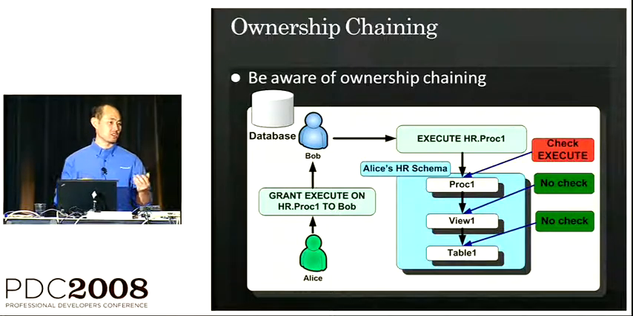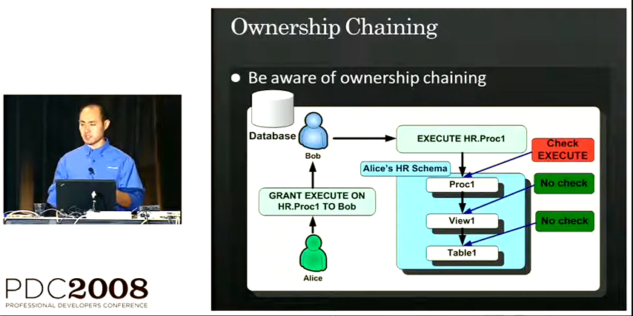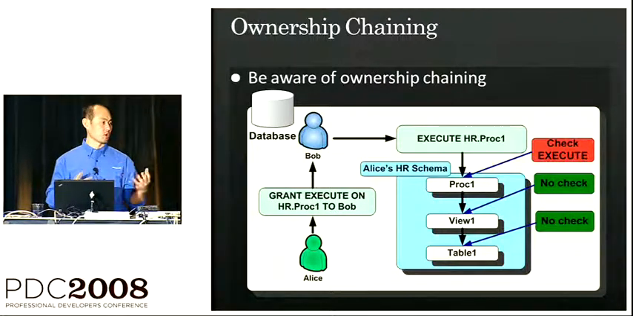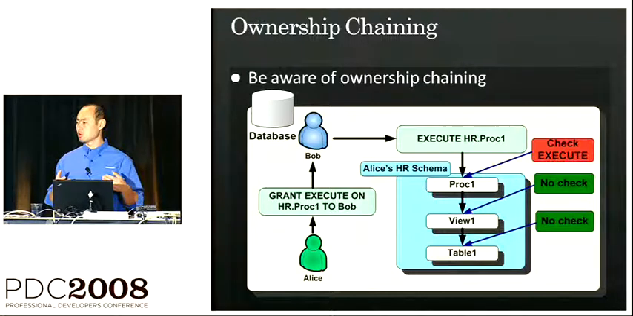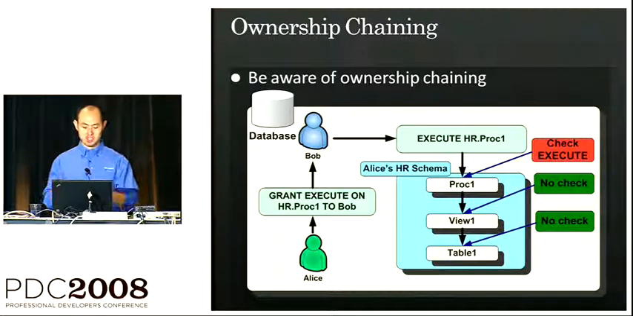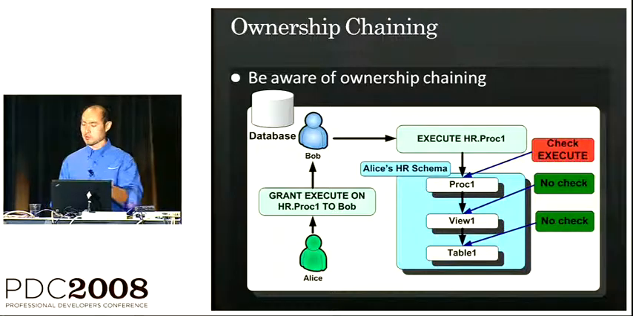And so how do you break the chain? Well, if you have these objects assigned to different owners, then the chain necessarily gets broken because they're not the same person. And so we will go through and do a permission check at each step. So be aware of this. Even though you denied access to table 1 to Bob, he may have a way of getting to it because of ownership chaining.